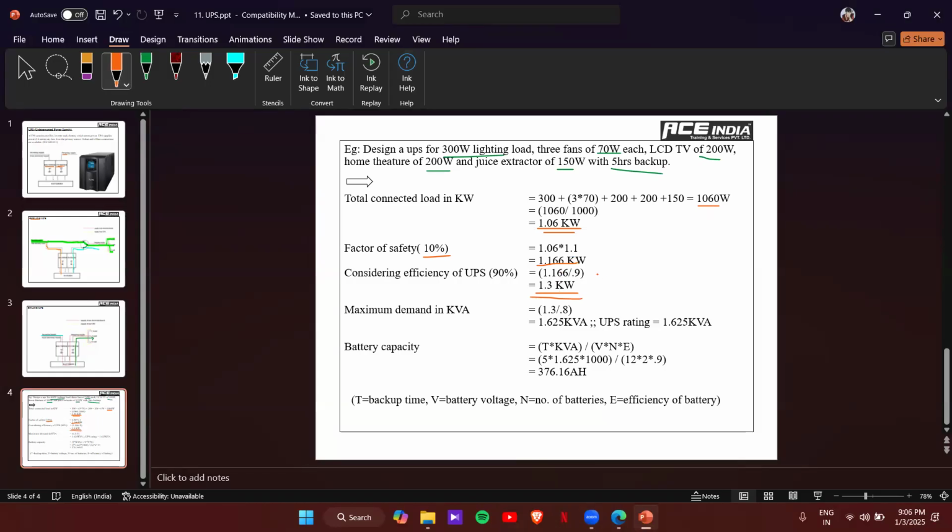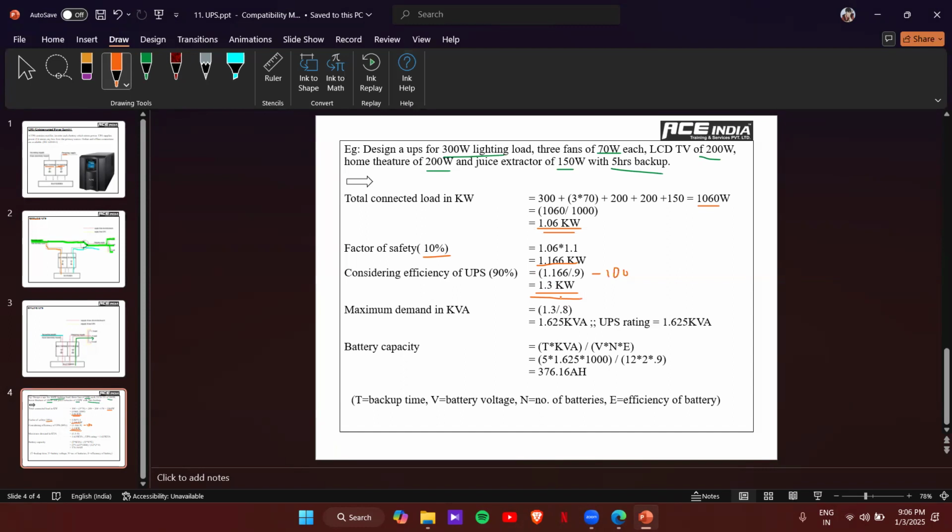Because if my UPS is having a 100% efficiency, I can take 1.166. But it's not. It's only providing 90%. That means 10% is loss. So in that case, I have to go for 1.3 kilowatt as the total load.